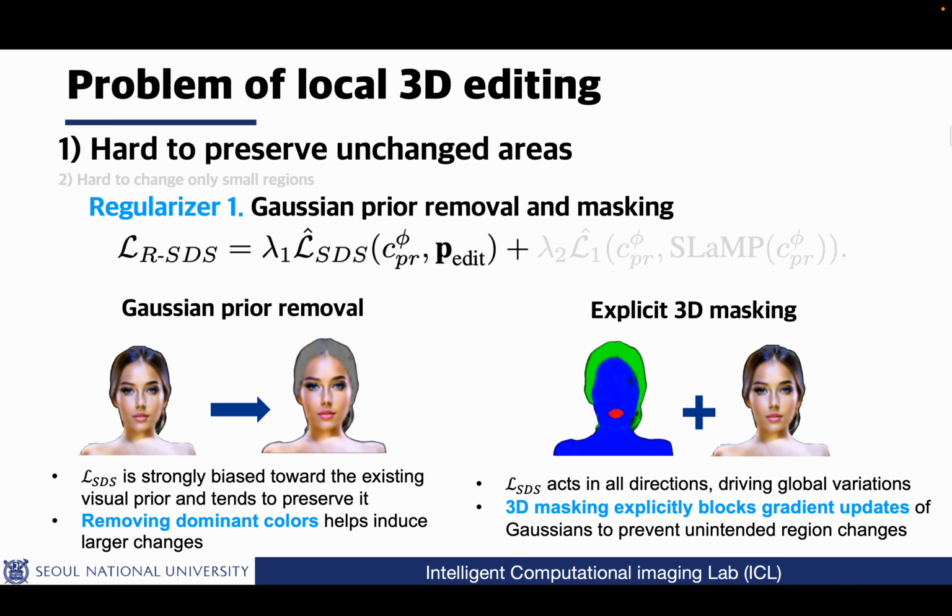The first regularizer, Regularizer 1, is a Gaussian prior remover and masking. This prevents changes in unwanted areas. SDS loss is strongly biased toward existing visual priors, so the Gaussian prior remover eliminates dominant colors, and this helps to induce larger changes in the target area while preserving the other region. And for explicit 3D masking, the SDS loss normally acts in all directions, driving global variations. But by using 3D masking, we explicitly block gradient updates in unwanted regions.